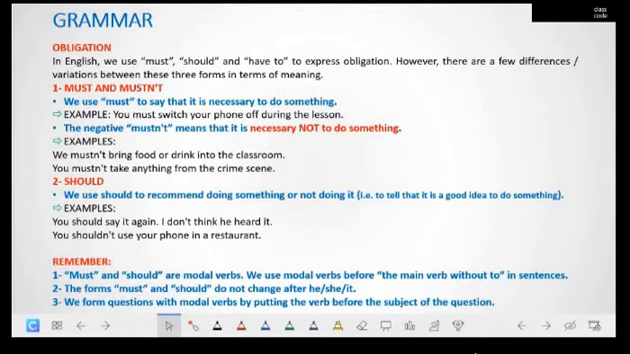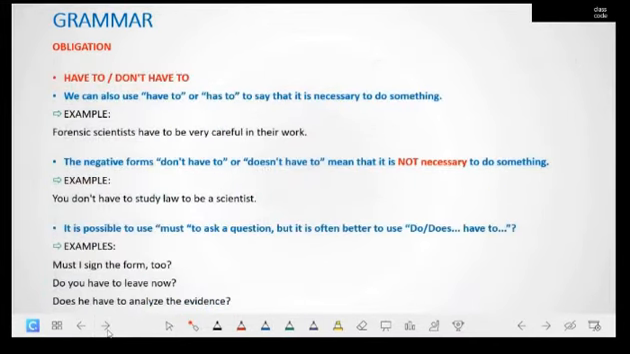Okay. Number 3, we form questions with modal verbs by putting the verb before the subject of the question. So, for example, should we go to the restaurant? Should he drink the coffee? Must he play football? And things like that. All right. Now we have another modal verb.